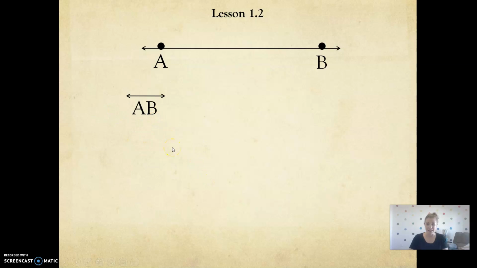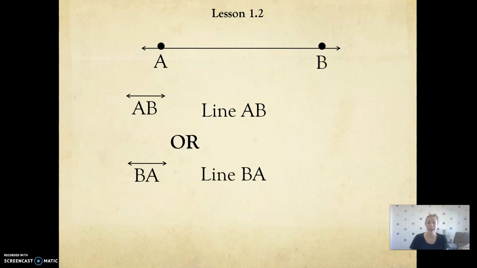To identify this line, we can write AB with a line with arrows on the end. We can say line AB, or we can put BA and line BA. Because it goes forever in both directions, we can write it either way. Either way is fine.